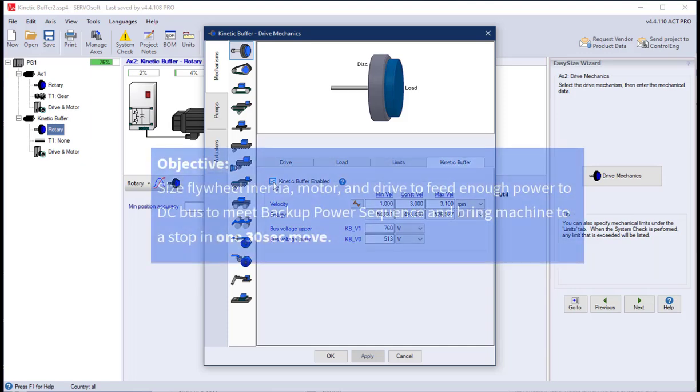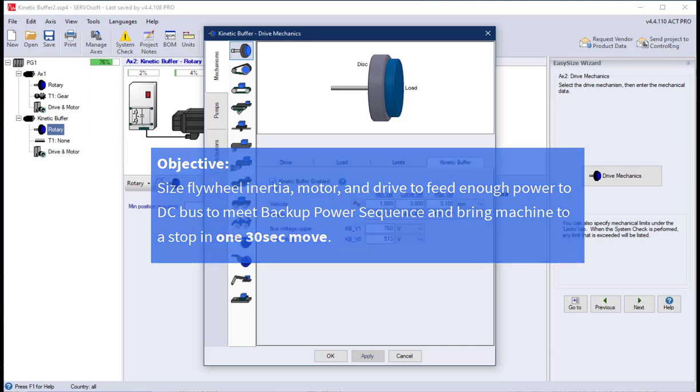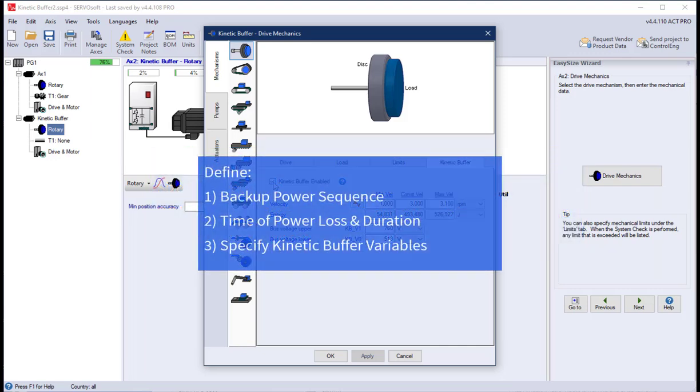The objective is to size the flywheel inertia, motor, and drive such that it can feed enough power to the DC bus to meet the backup power sequence and bring the machine to a stop in one 30-second move. This is achieved by defining the following. First, the backup power sequence including the time of power loss and duration is defined, and then specify the kinetic buffer variables to meet the requirements.